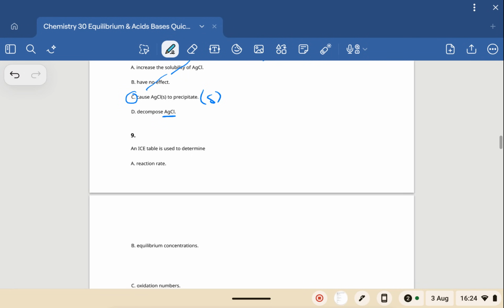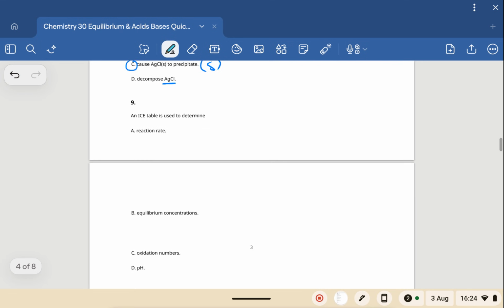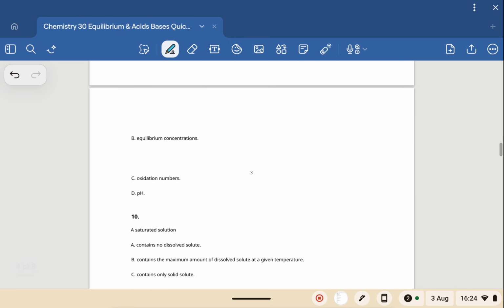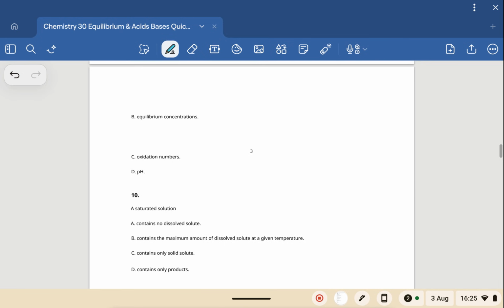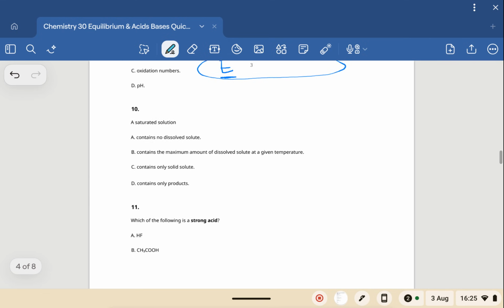Number 9, if we are using an ICE table, what we are determining is not the reaction rate. We are looking at equilibrium concentrations. We're not looking at oxidation numbers or pH. I'm not sure what happened to the formatting here. But when we're looking at an ICE table, it's initial concentrations, the concentration change, and lastly, your equilibrium concentrations. So when you do the ICE table, it is the part at equilibrium that lets you figure out those missing concentrations or your Kc value.